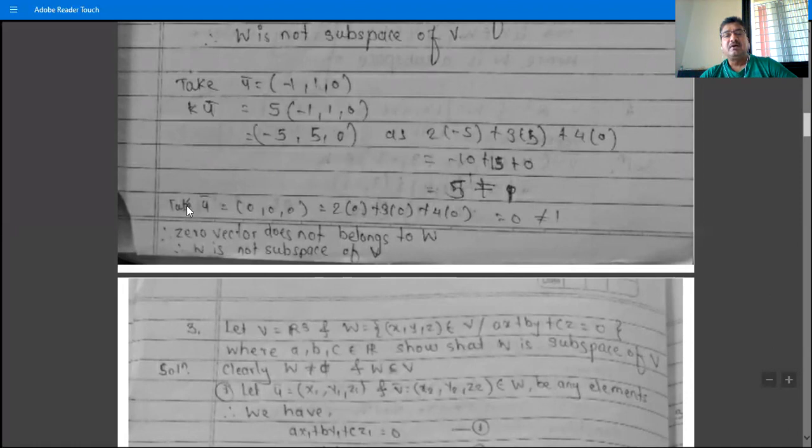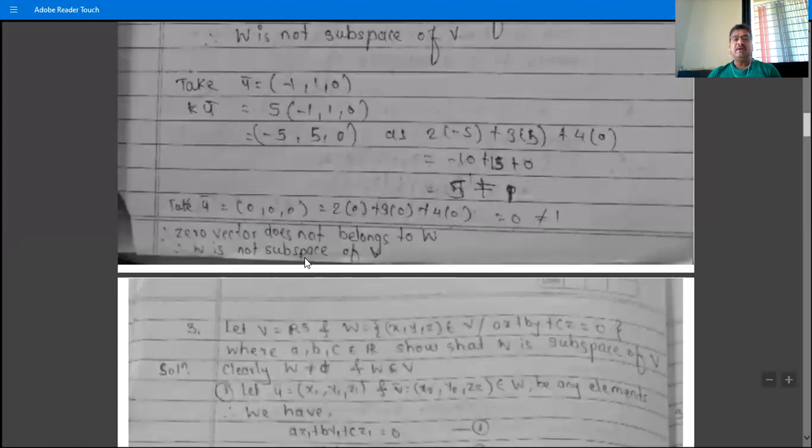Or we can also prove that the zero element does not belong to W, because the zero element of R3 is U bar equal to (0, 0, 0). And what is the condition? 2 × 0 + 3 × 0 + 4 × 0 = 0, which is not equal to 1. Therefore the zero vector does not belong to W, and therefore W is not a subspace of V.